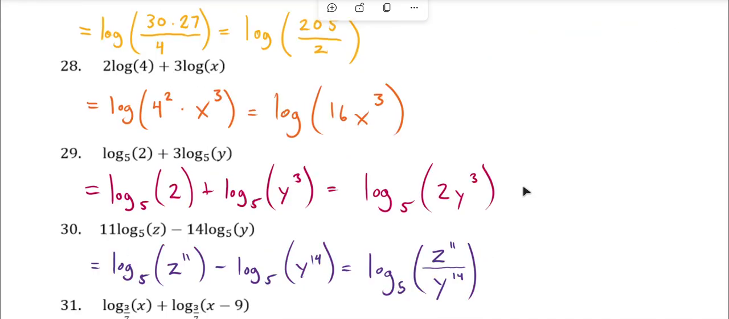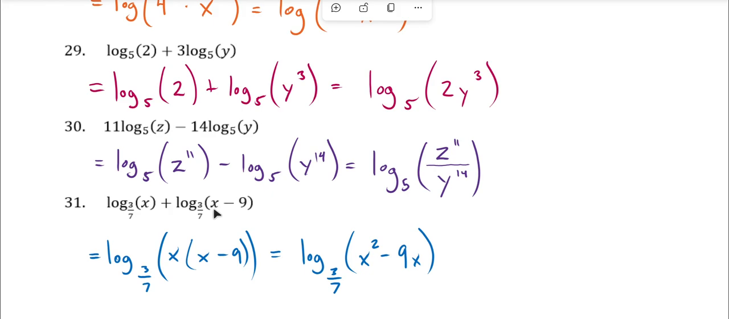I hope you're starting to see the pattern here, and I think this will very rapidly become some mental math for you, because we are really not changing these numbers so terribly much. We're really just changing our operations while the numbers stay the same. 11 comes inside as a power, 14 comes inside as a power, and subtraction between turns into a quotient within.